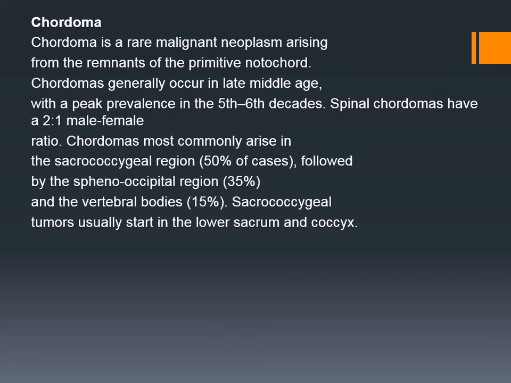Chordoma is a rare malignant neoplasm arising from the remnant of the primitive notochord. Chordoma generally occurs in late middle age, with a peak prevalence in the 5th and 6th decade of life. Spinal chordoma has a 2 to 1 male to female ratio. Chordomas most commonly arise in the sacrococcygeal region, 50% of the cases, followed by the spheno-occipital region, 35%, and vertebral bodies, 15%. Sacrococcygeal tumors usually start in the lower sacrum and coccyx.